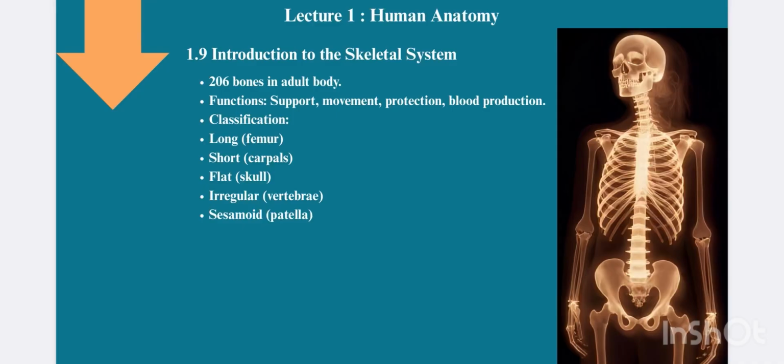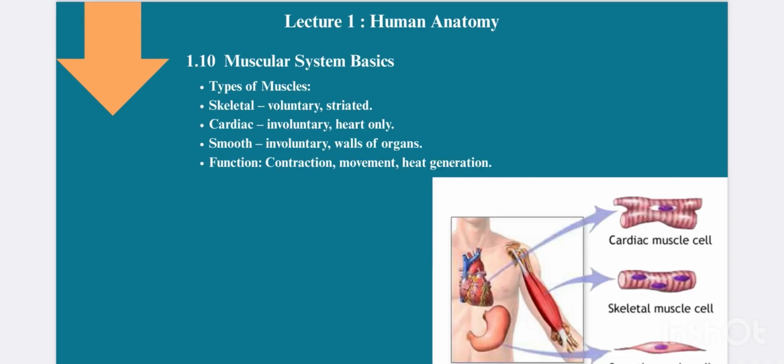Introduction to the skeletal system. There are 206 bones in our adult body, which help in support, movement, protection and blood production. There is a further classification of the skeletal system into long bone, short bone, flat bone, irregular bone and sesamoid bone.